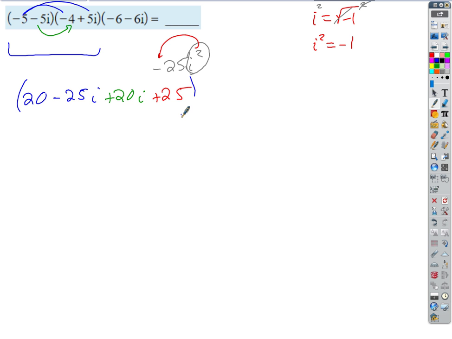Now we can combine like terms though. So what are the like terms here? 20, 25, and 20 have no i's, so those are real terms. We can combine those. 20 plus 25 is 45. -25i plus 20i is -5i. So that's what we get from the first two. Now we just bring the third one down and just do it again. I won't do it, but get the idea? We would just have to get one simplified complex number out of this, and then we just distribute again and add like terms, and we're done. Okay?